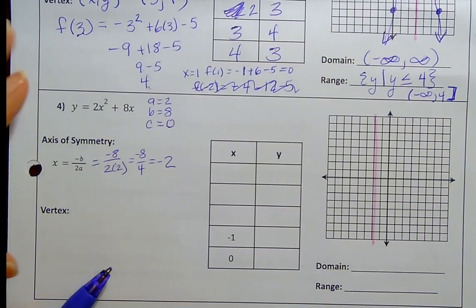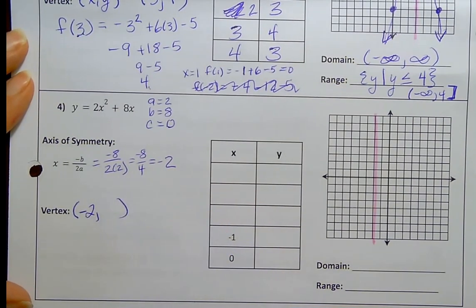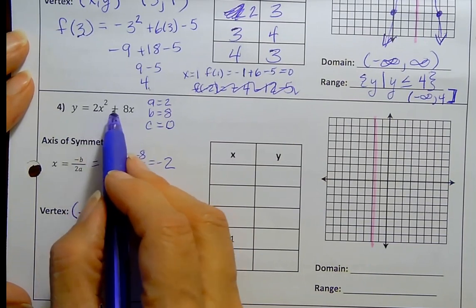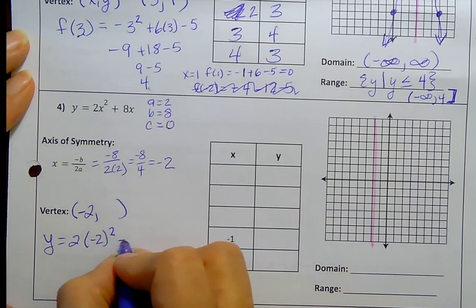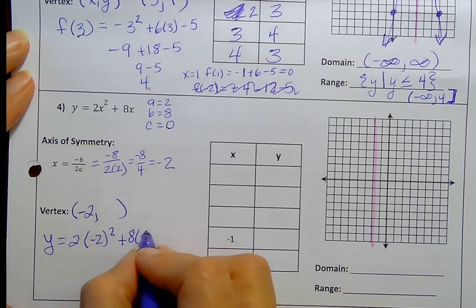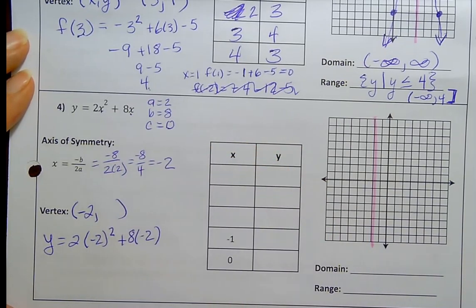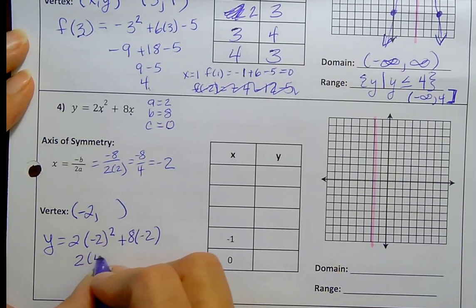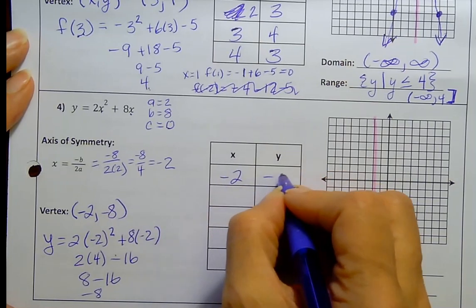Okay. My vertex, I know that the x part of my vertex is negative 2, and I need to find the y part. So I come back up here to the original equation. Y equals 2 times negative 2 squared plus 8 times negative 2. See, any place I had an x, I plugged in a negative 2, and I was careful to use parentheses. So this is going to be 2 times 4 plus negative 16. So it's going to be 8 minus 16, or negative 8. If the vertex x value is negative 2, the y value is negative 8.